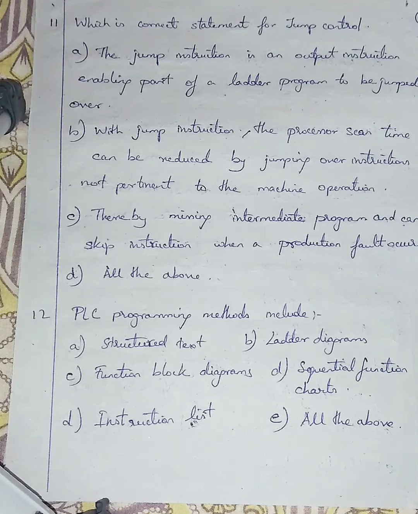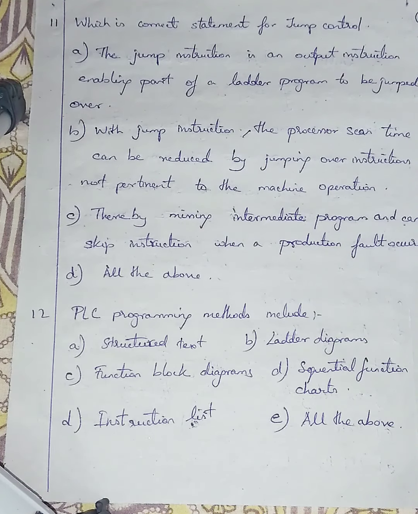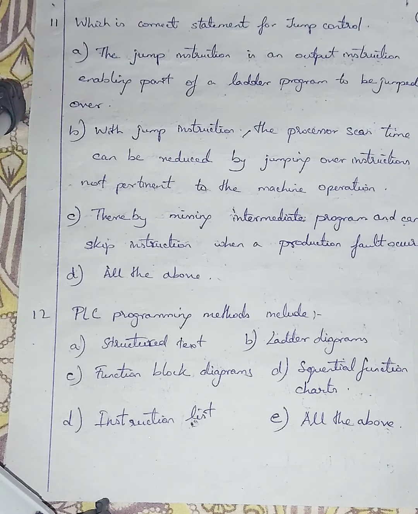Option number B, with jump instruction, the process scan time can be reduced by jumping over instructions not pertinent to the machine operation, that means not important. Option number C, thereby missing intermediate program and can skip instructions when a production fault occurs. Option number D, all the above.